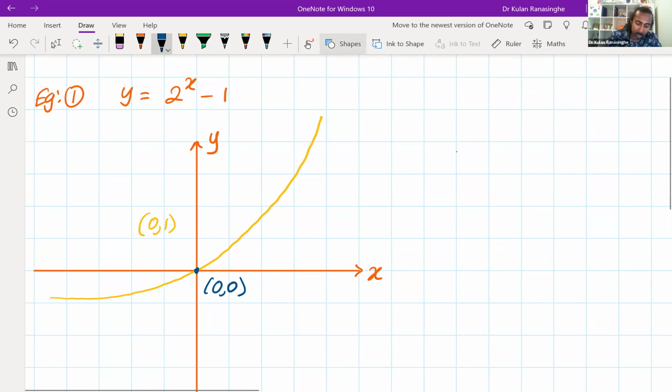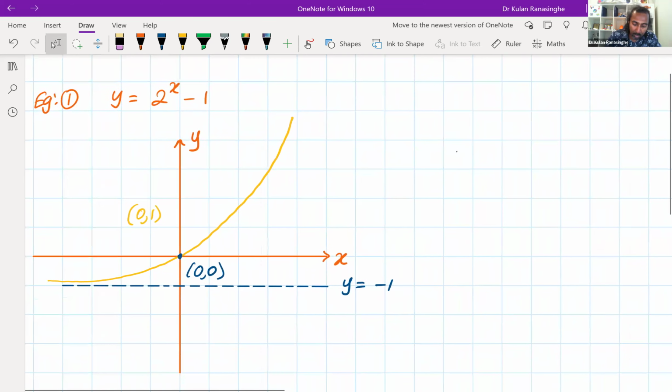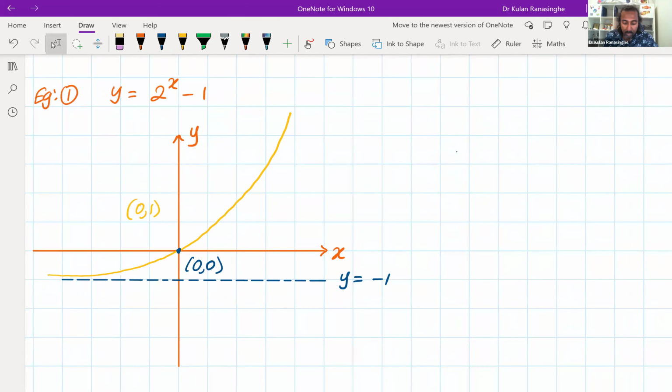Again, remember the horizontal asymptote, which was y equals 0. Now it will become y equals -1. In order for you to work through and get full marks, you need to have the x and y-intercepts, if any, for the x especially, and also the horizontal asymptote.